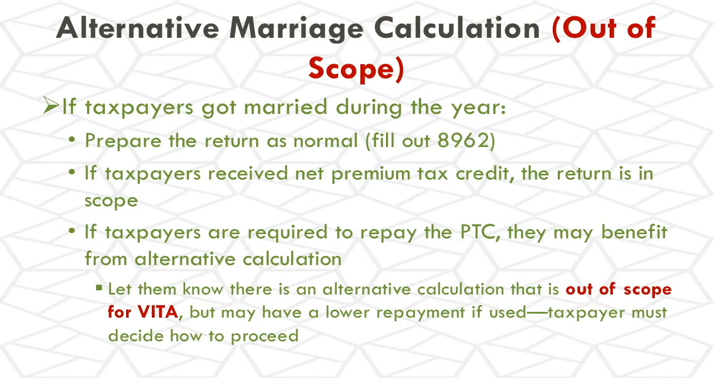But if the taxpayers are required to repay back a portion of this premium tax credit, they may benefit from doing this alternative calculation. At that point, you can let them know that there is an alternative calculation that is out of scope for us, but it may result in a lower repayment if used. The taxpayer will then have to decide how to proceed. You can help them figure this out and use your judgment. If the repayment amount isn't that large, it's probably not worth doing this, and you can just go ahead and do it as normal. If it's a really large amount of money that they're owing, though, it might be beneficial for them to go to a paid preparer to help lower that, possibly.